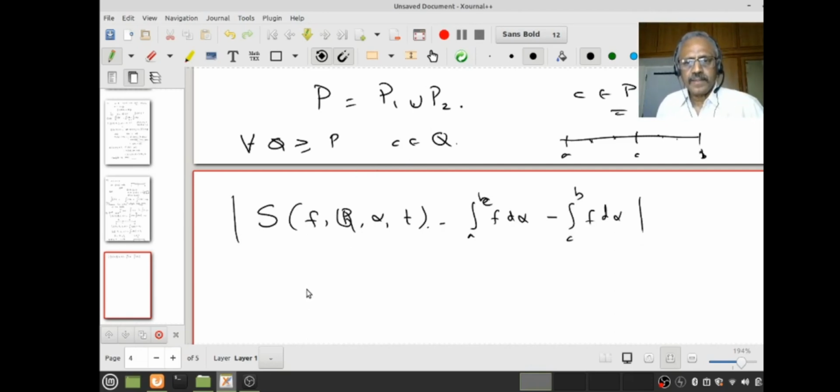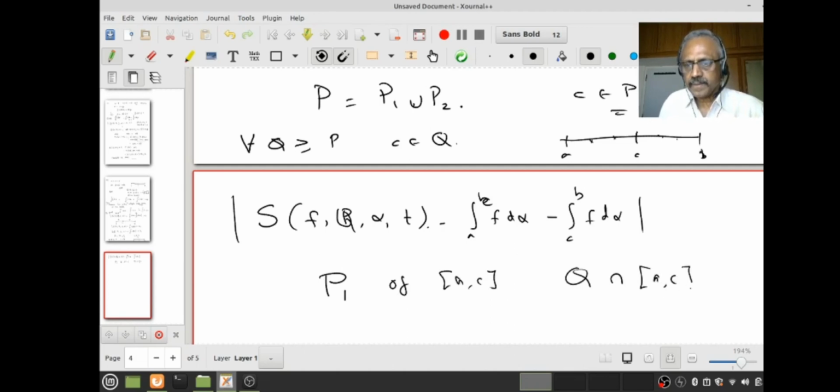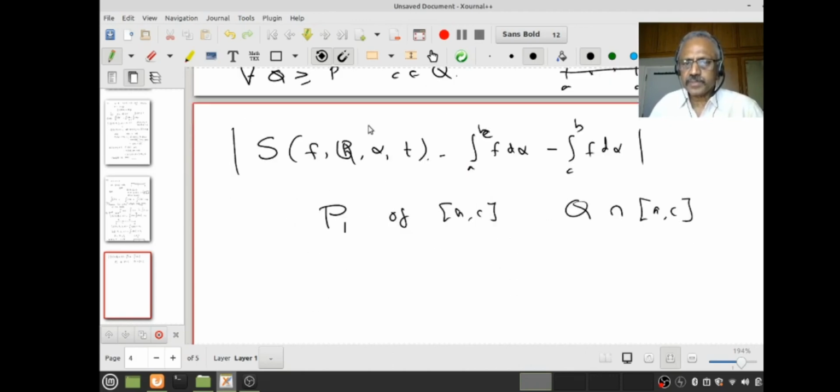Yeah. So again, I'm sure all of you now know the trick, right? I know how to estimate S(f, P1) or anything Q1 which is within alpha. Suppose Q is any partition which is finer than P. Then I can generate a partition P1 of AC. How will I do that? Take a Q, intersect with AC, right? Remember C is already there, therefore it will also be a point. Yeah, therefore this is a partition.